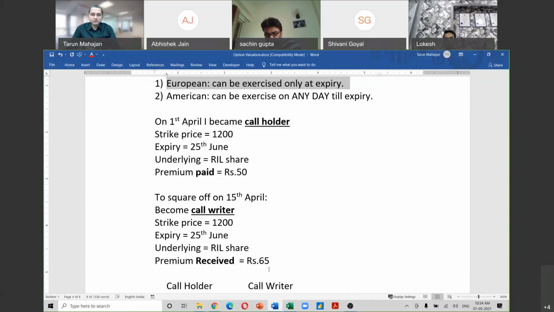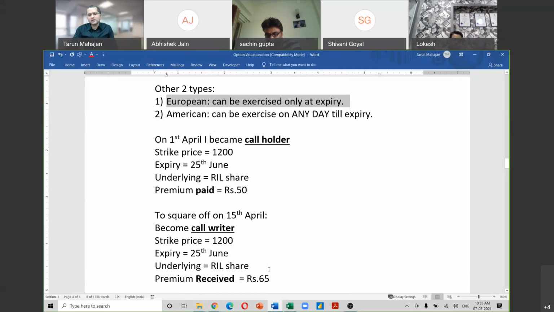I hope you understood difference between exercise and square off. You know, if I exercise the contract, not only my position will be closed, but also your position will be closed. But if I square off, I won't deal with you again. I'll go to some other party and take a reverse position. So my position will be squared off and your position will still continue. That is square off. Practically, there is no difference between American and European. American can be exercised on any day. European can be exercised only at expiry, say after 3 months, but can be squared off on any day.